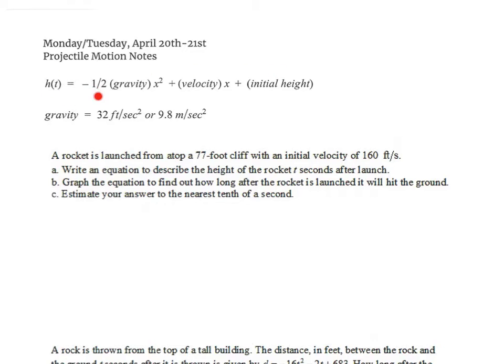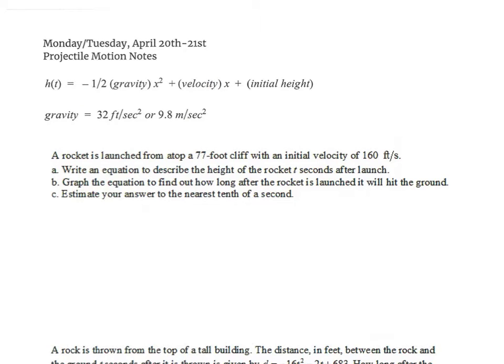That's -1/2 times gravity, gravity's down here, times x squared. -1/2 gravity x squared, plus the velocity times x, plus the initial height. So here's our formula to use.